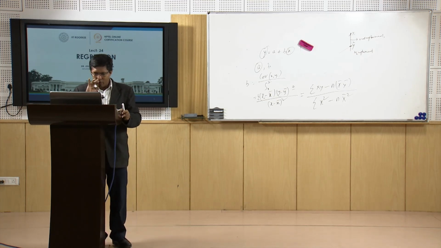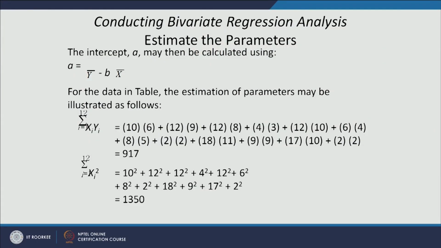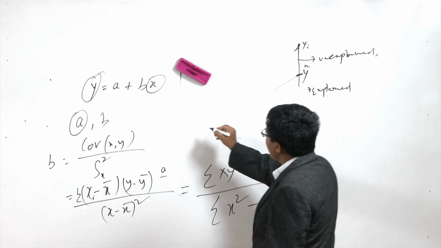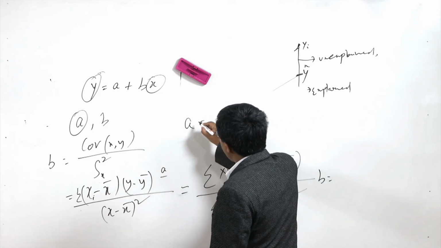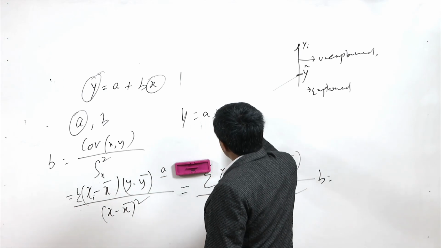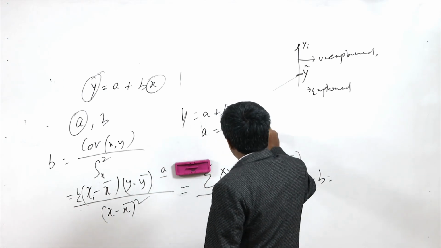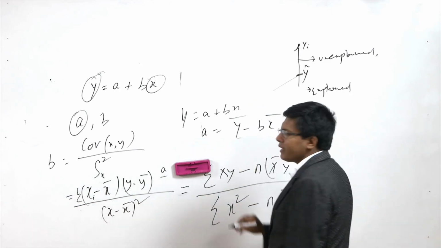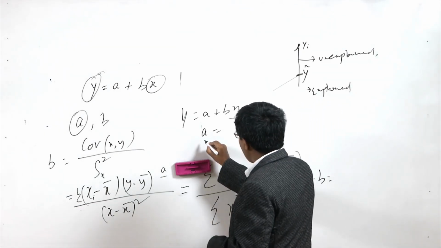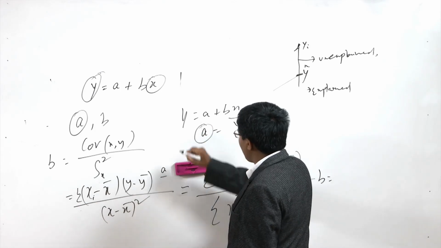So, a is equal to y minus bx. Now, once you have calculated this b, we also need to calculate a. How do you calculate a? Let us say y is equal to a plus bx. So, a is equal to y minus bx, right, but what values of y and x are we taking? We are taking the mean, the average of y and x, right. If you do this, then you can calculate the value of a.